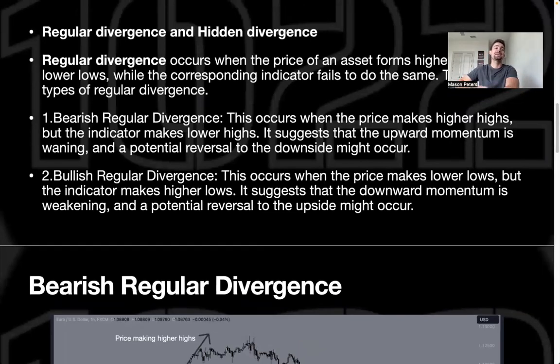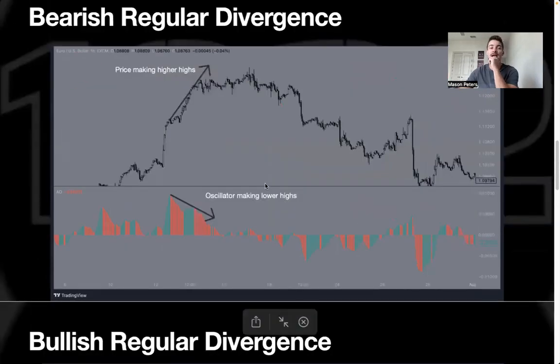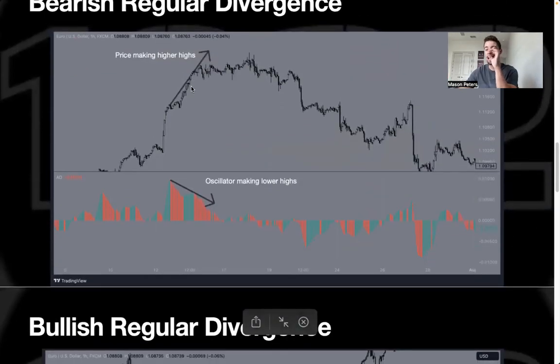Regular divergence is when you use the oscillator and the price and look at the type of momentum and movement between the two.